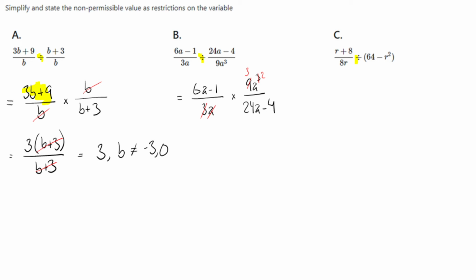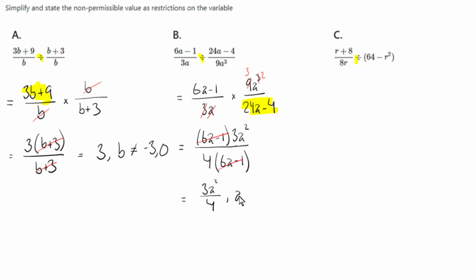And now, in the next step, we're going to factor this binomial. We're going to factor out the greatest common factor. In the numerator, what do we have left? We have 6a minus 1 times 3a squared. And in the denominator, we're going to factor out a 4 as our GCF, which is going to leave us with 6a minus 1. We can now see that these two binomials will cancel, and we are left with, in the numerator, 3a squared over 4.